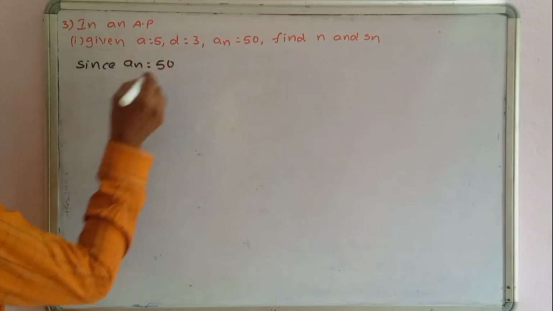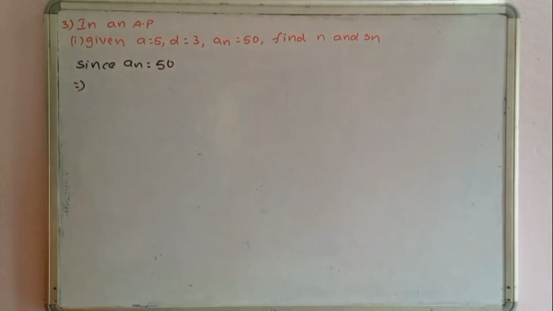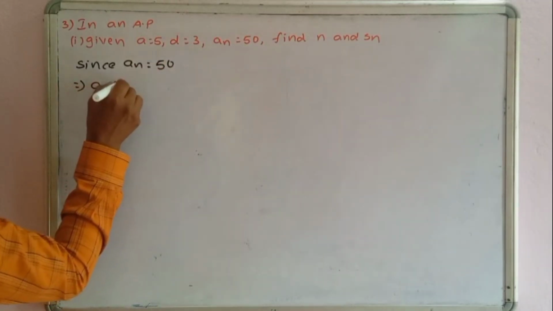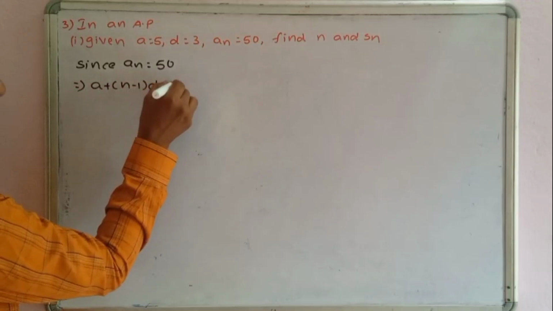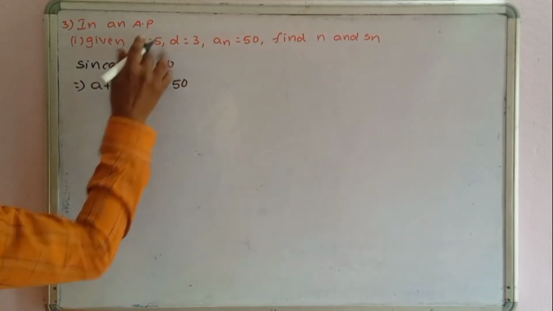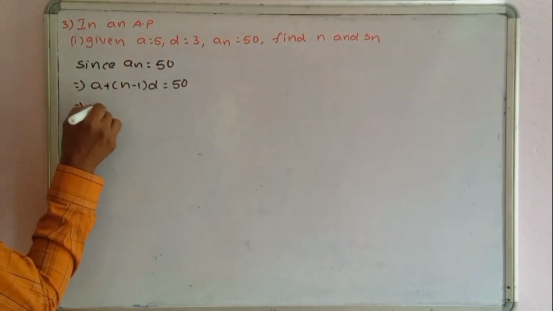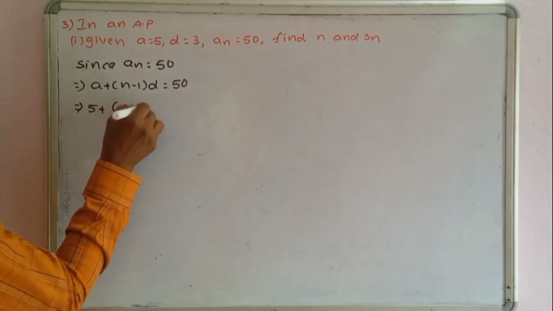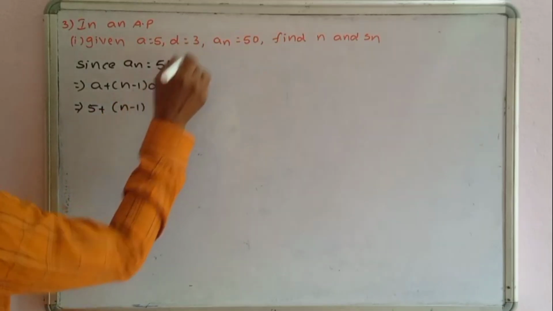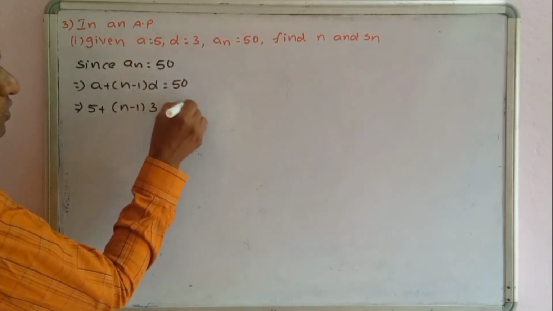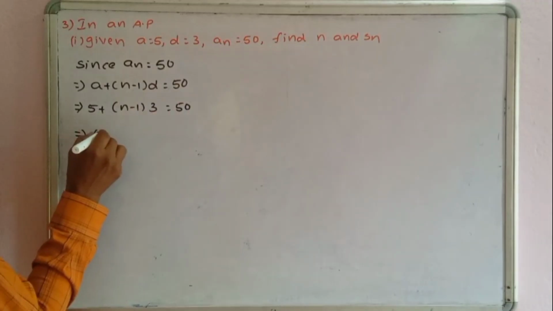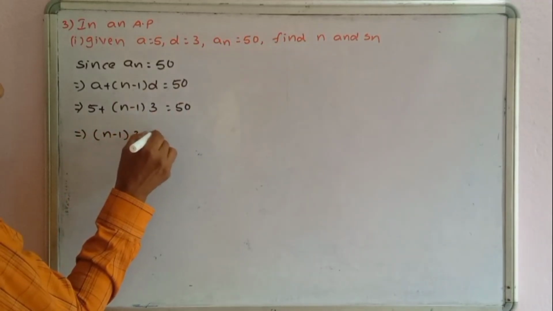Since An equals 50, what is the formula of An? A plus (n minus 1) into D equals 50. Here the value of A is 5, plus (n minus 1). We will find the value of n only. (n minus 1), D value 3, equals 50. So (n minus 1) into 3 equals 50.